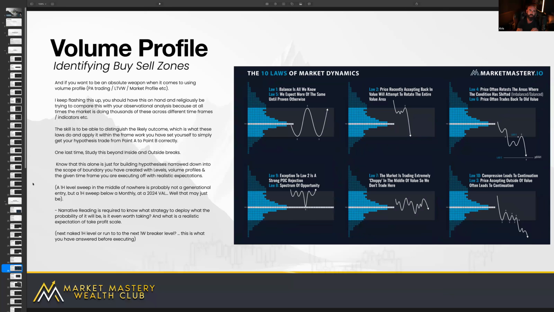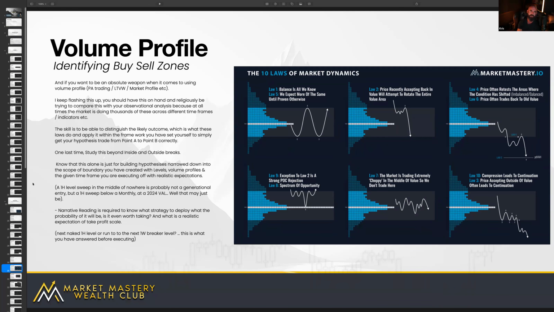And if you want to be an absolute weapon when it comes to using volume profile, PA trading, the long-term VWAP indicator, market profile, etc., I keep flashing this up. You should have this on hand and religiously be trying to compare this with your observation analysis, because at all times the market is doing thousands of these across different time frames, indicators, etc.